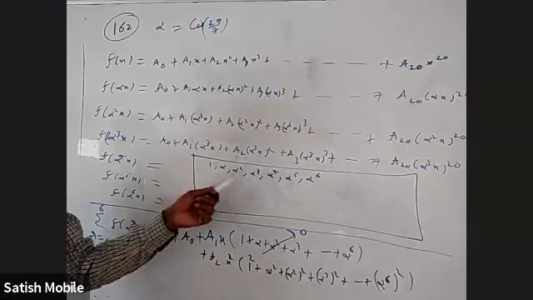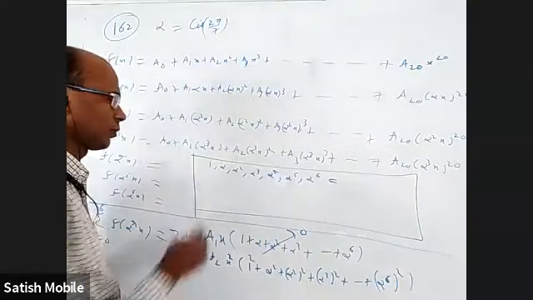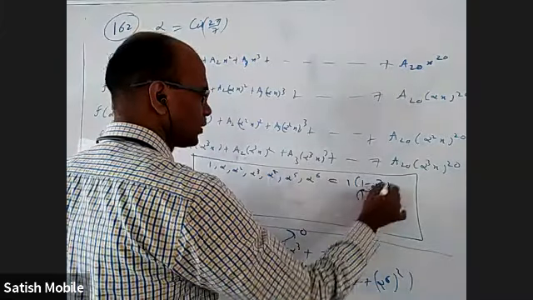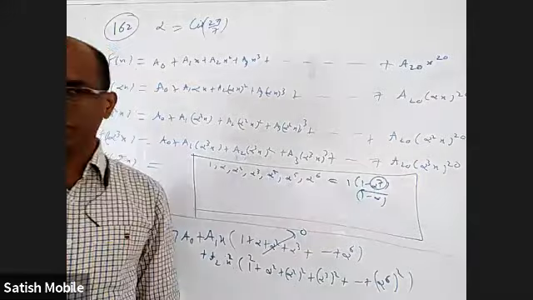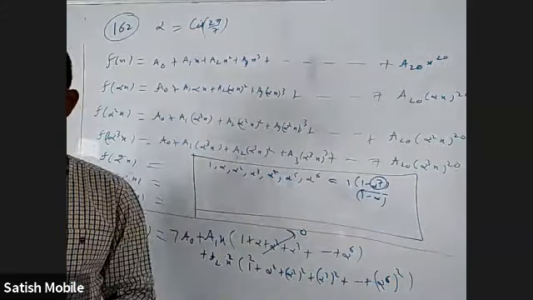Okay. That's a geometric progression, and the sum is 1 minus alpha power n by 1 minus alpha. Alpha power n is 1. This is a geometric progression. We can take the sum of n terms as a into 1 minus r power n by 1 minus r. So we'll get 1 into 1 minus alpha power 7 by 1 minus alpha. But alpha power 7 is 1, because alpha is a 7th root of unity. 1 minus 1 is 0. 0 by a non-zero number is 0.